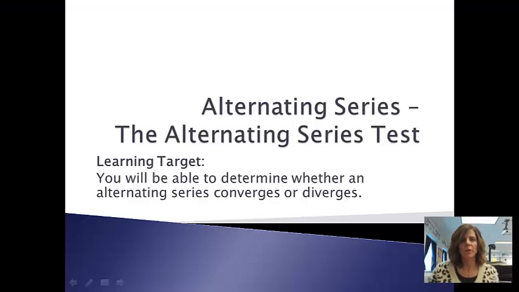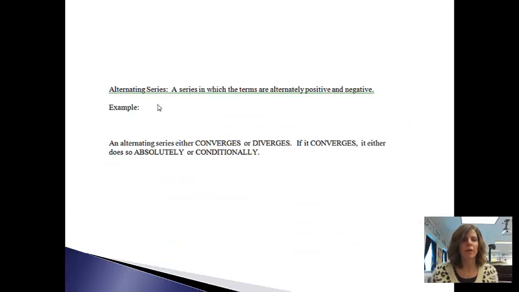Continuing our work with series, we're now going to be looking at an alternating series. At the end of this lesson, you'll be able to determine whether an alternating series converges or diverges using the alternating series test. First of all, an alternating series is a series in which the terms are alternately positive and negative. They won't always be negative, they won't always be positive, they switch.